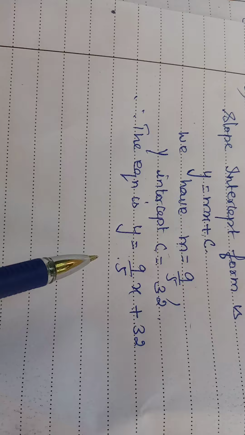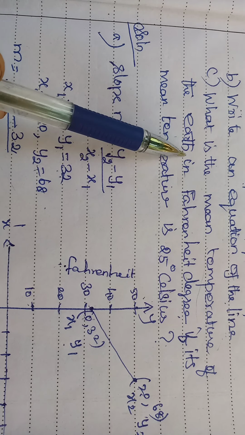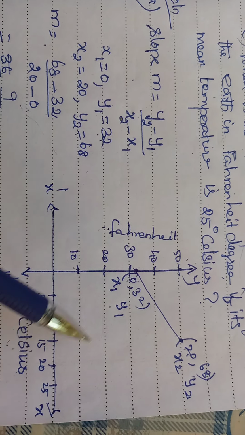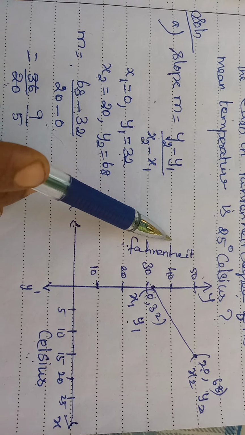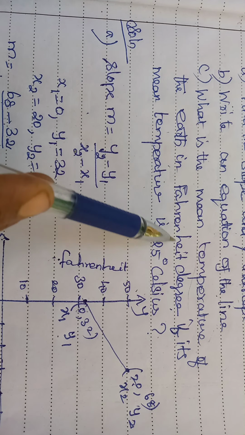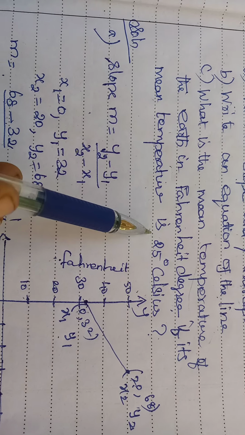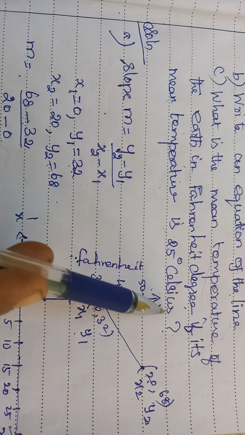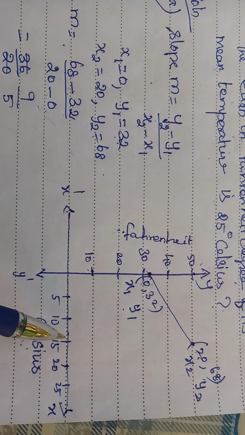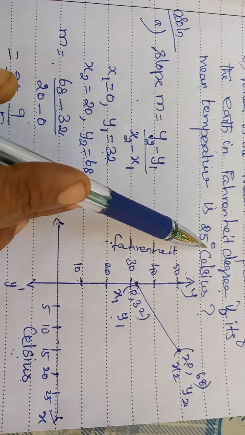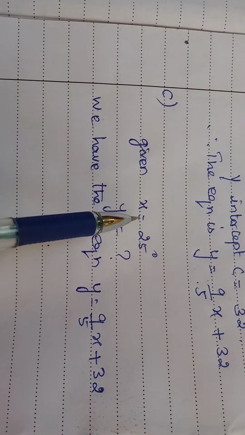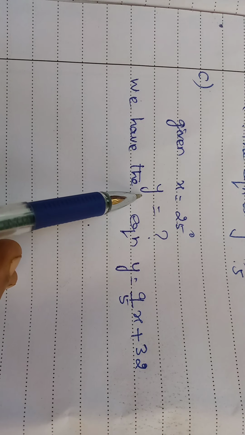Understood students? Now the third subdivision. The x values are given in Celsius degree and the y values are given in Fahrenheit degree. What is the question now? What is the mean temperature of the earth in Fahrenheit degree if its mean temperature is 25 degree Celsius? Celsius means x value is given. So we take x is equal to 25 degree. What is the y value?